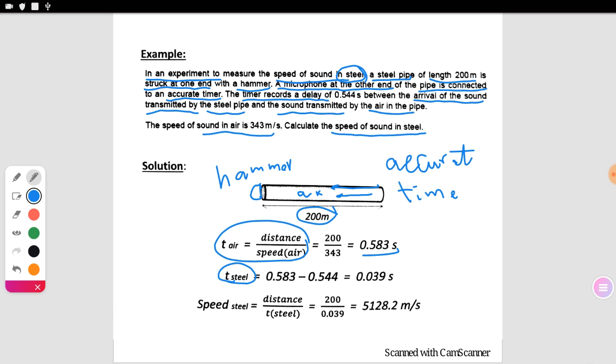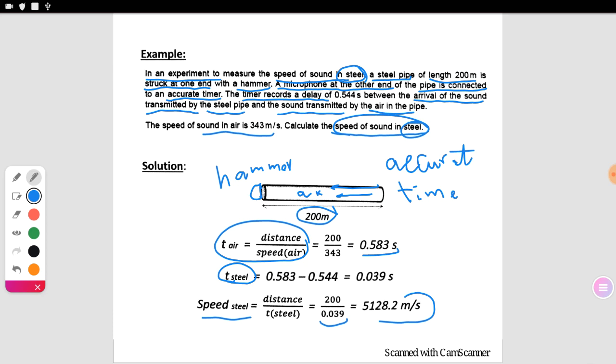Why do we calculate the time through steel? Because we need to determine the speed of sound through steel. The speed of sound equals distance divided by the time through steel. The distance is the length of the tube, 200, and the time equals 0.039. The result equals 5,128.82 meters per second.